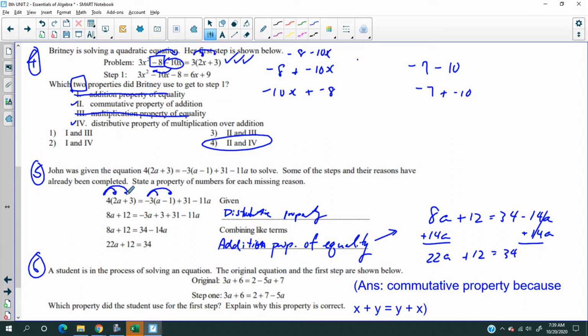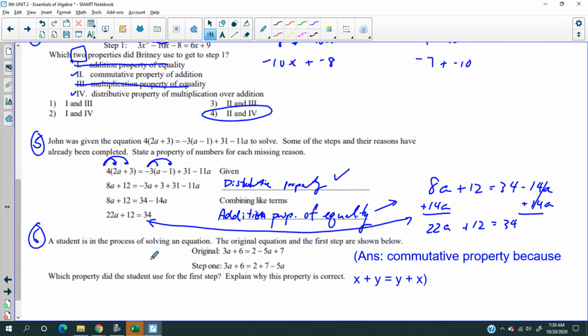Okay, for the second one, this is distributive, right? Nothing crazy. This one, when I add 14a to both sides, my answer matches the test, right? So that means this is the addition property of equality, okay? All right, lastly, this one, what property did the person use? Well, they used commutative property, right? Because all they did was this. They switched the place of the 7.